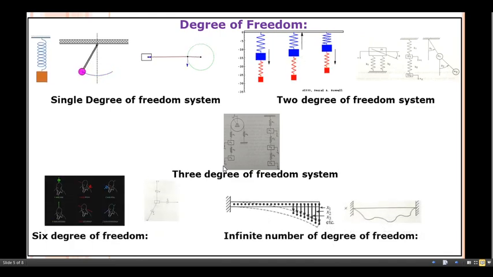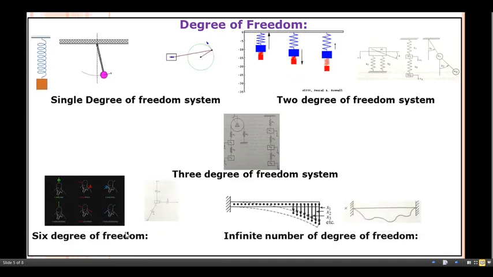So this is the case of a 3 degree of freedom system. Next is a very interesting example, the 6 degree of freedom system. If I put any object in space, it possesses 6 degrees of freedom, or it requires six different motions that we can get along the three axes. Now if you look at this, the x-axis is here, the y-axis is here, and the z-axis is here. Try to focus on the various pictures shown here.